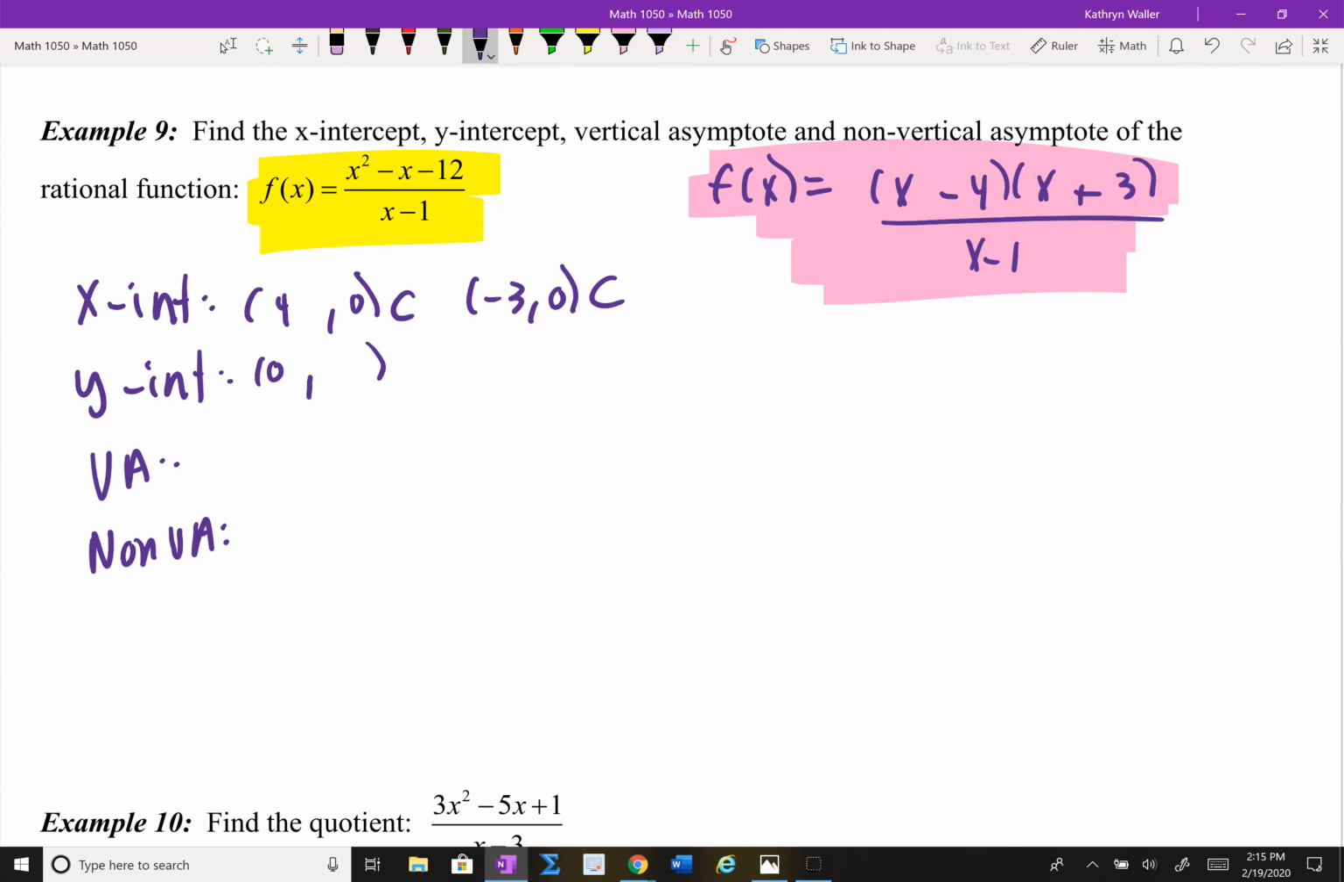Okay, to find the y-intercept, you let x be 0. Yellow or pink? Yellow. Get rid of all the x's. Negative 12 over negative 1, positive 12. Vertical asymptote, yellow or pink? Doesn't matter, both the same. x equals 1. How many times is it down there? 1. Odd. Non-vertical, where do I have to look? Yellow. So that is x squared over x. If they're different, it's either y equals 0 or it's an oblique.